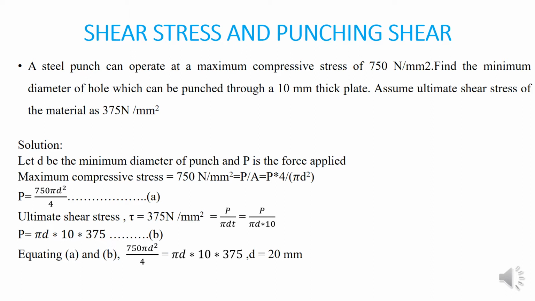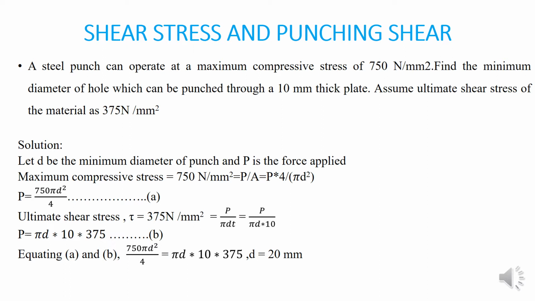The diameter is not given in the question, that is the unknown term that we have to find out. So we can find out the value of load from the compressive stress, that is load is equal to 750 into pi by 4 d square.